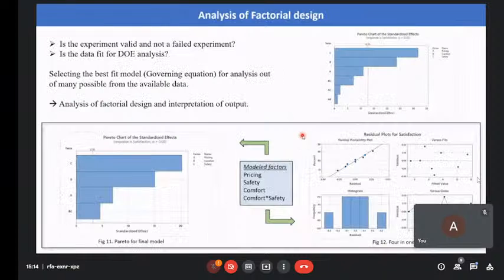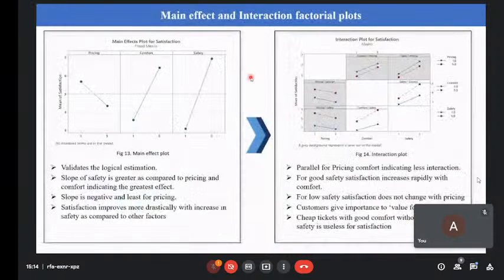With this model constructed, we were now in a sufficient place to analyze what exactly is there. In order to do that, the first step we took was to analyze the main effects and interactions of the factors. The main effect plot was a validating tool, because it showed that as comfort and safety increase, satisfaction increases, and as pricing increases, satisfaction decreases.